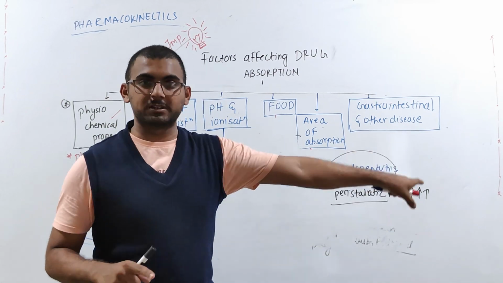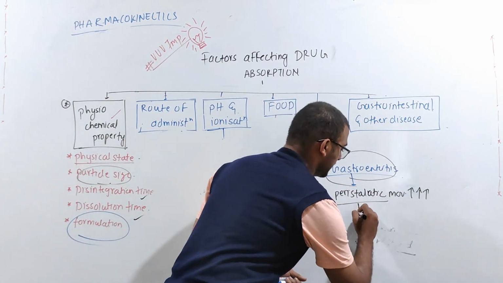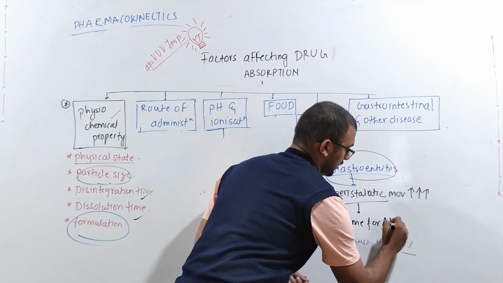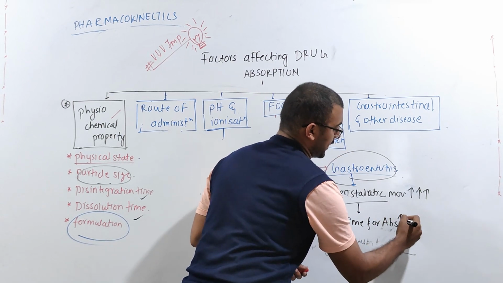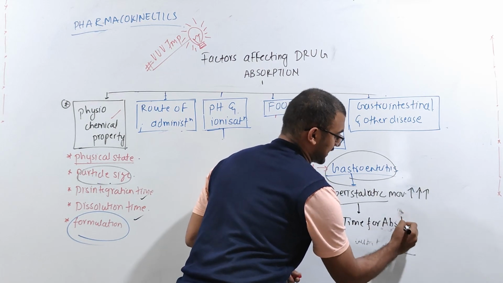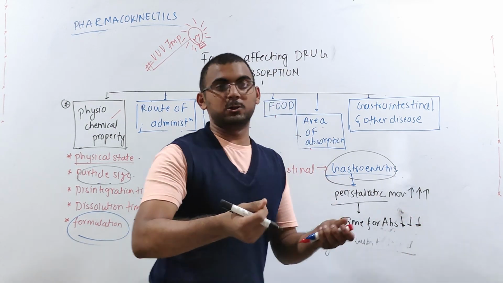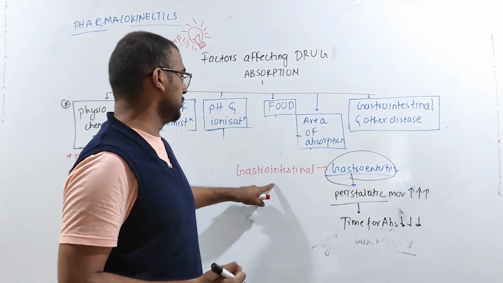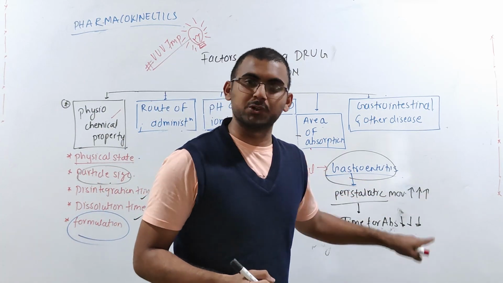So if peristaltic movement is increased, then what will happen? The time for absorption is going to be decreased. So then the drug will not be able to absorb properly. I hope this is clear to you. That is what is going to happen in gastroenteritis.